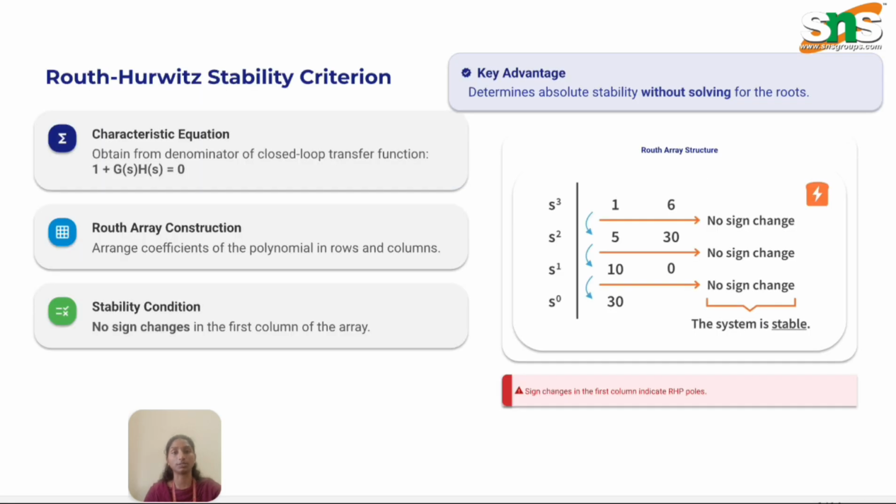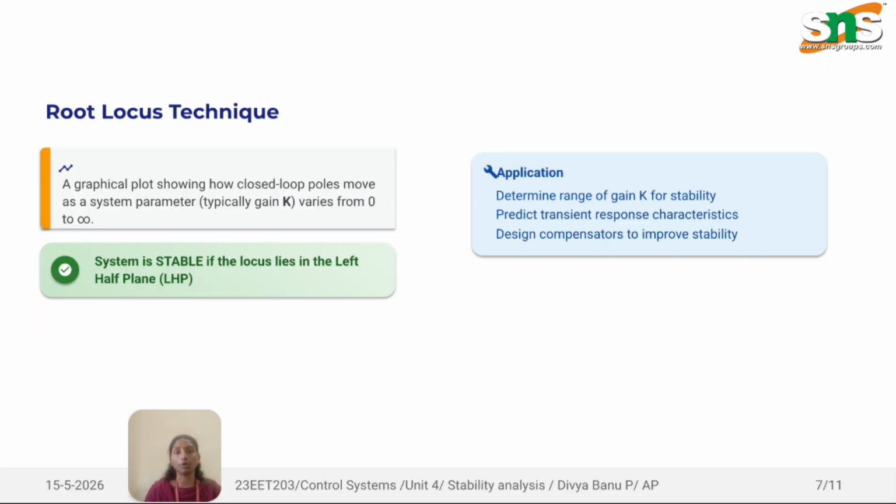Coming to the Routh-Hurwitz stability criterion, let us consider a characteristic equation, and if there is no sign change in the first column, then we say that it is a stable system. If we have a zero in the first column, then we have to add an epsilon and proceed with the problem. Coming to root locus, it is a graphical plot showing how closed loop poles move as a system parameter, typically gain K, varies from 0 to infinity. Applications: determine the range of gain K for stability, predict transient response characteristics, and design compensators to improve stability.